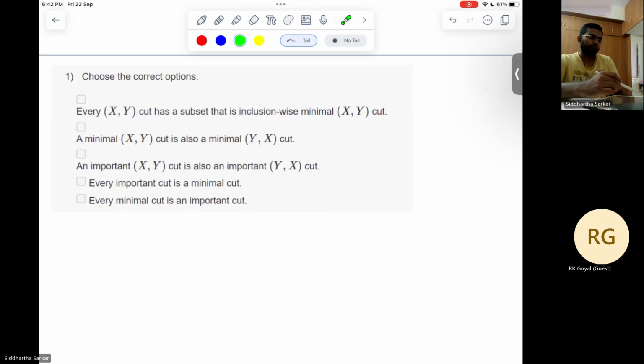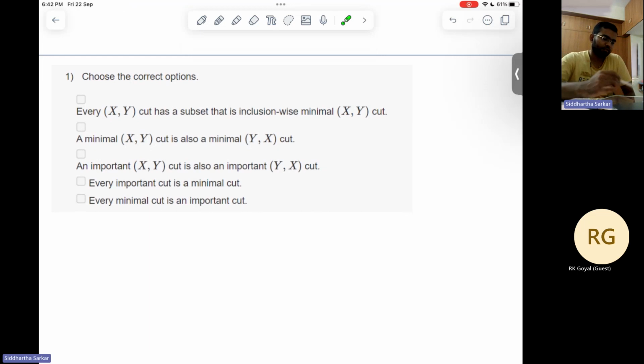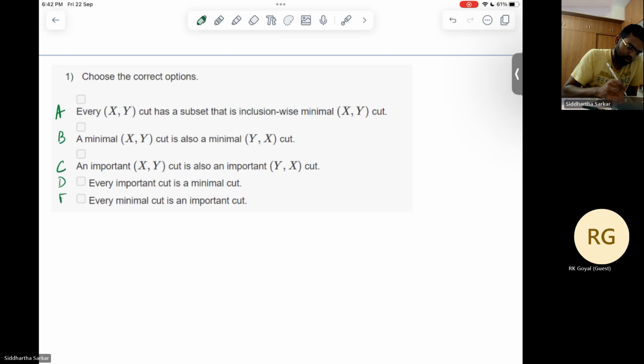Okay, we'll start with the first one. We want to decide which one is true, which one is false.